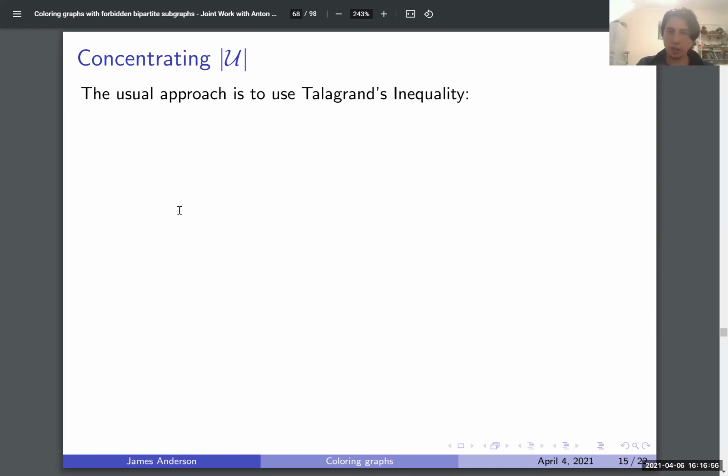And now concentrating the size of U, the usual approach is to use Talagrand's inequality. So I'll state what Talagrand's inequality says.